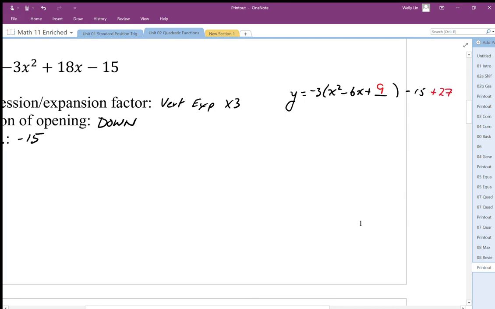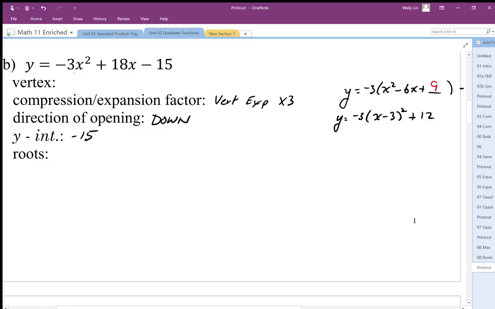So when we've got the completed square, we can write it in the graphing form. So we end up with an x-coordinate of the vertex at 3, and the y-coordinate is going to be at 12. Okay, so the vertex coordinate ends up being at positive 3, positive 12.